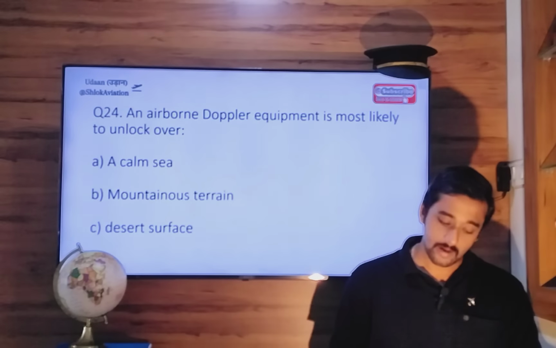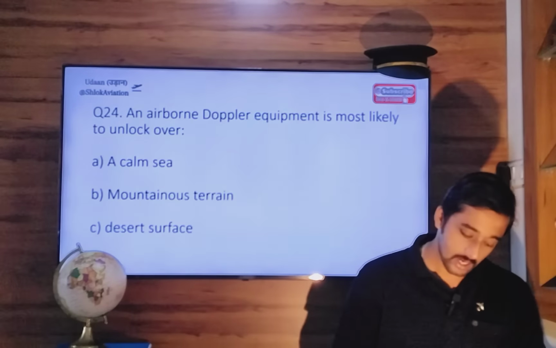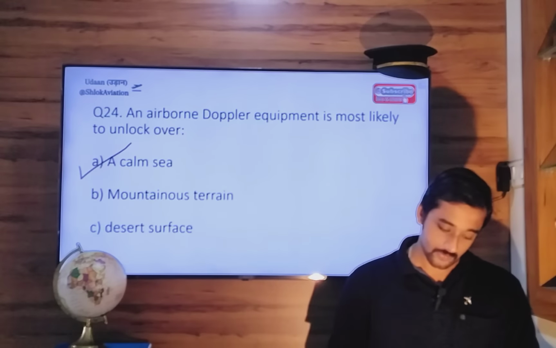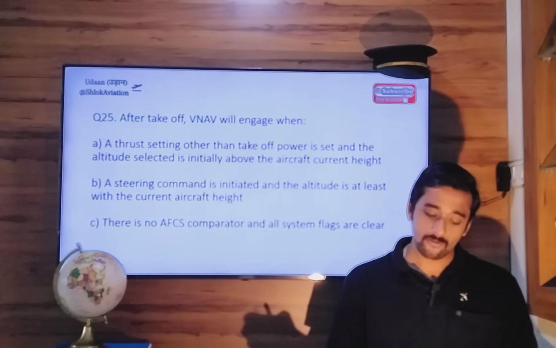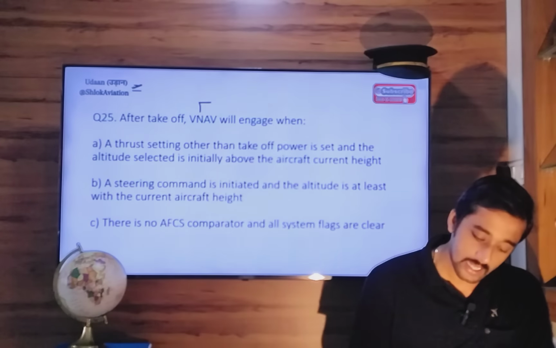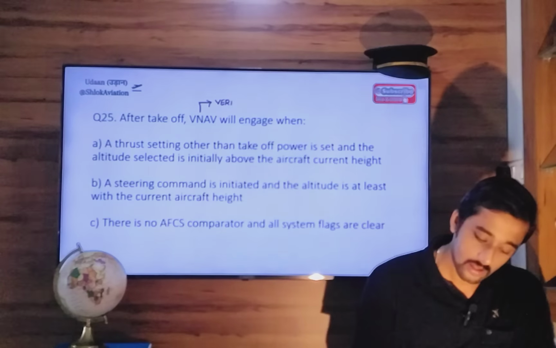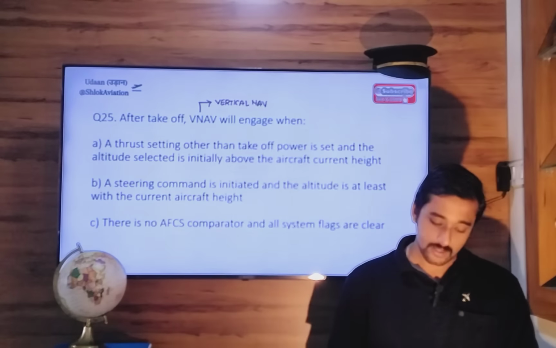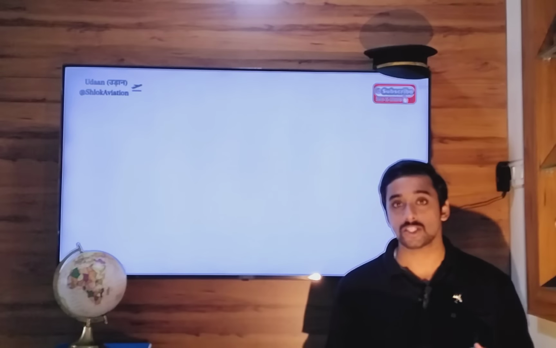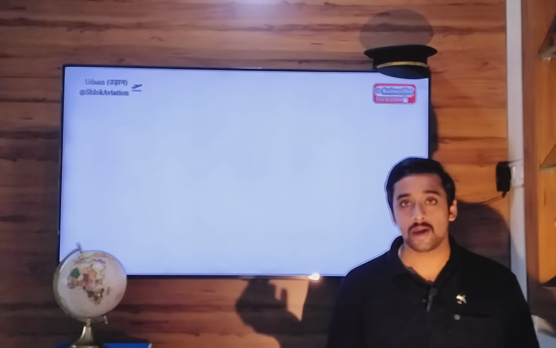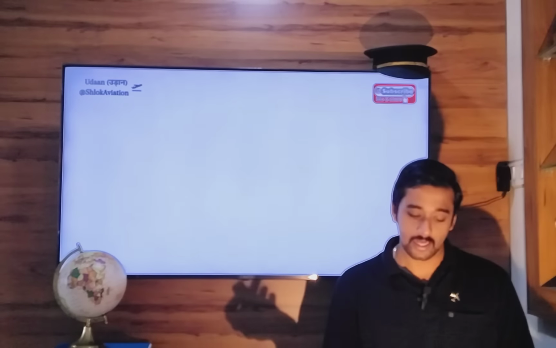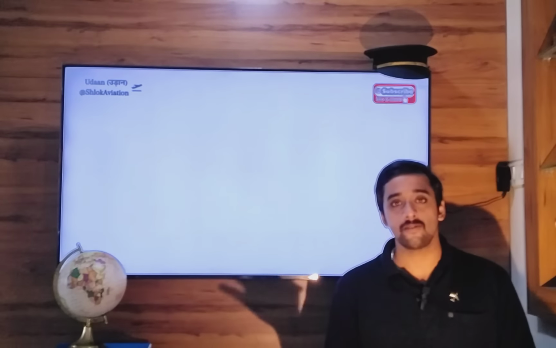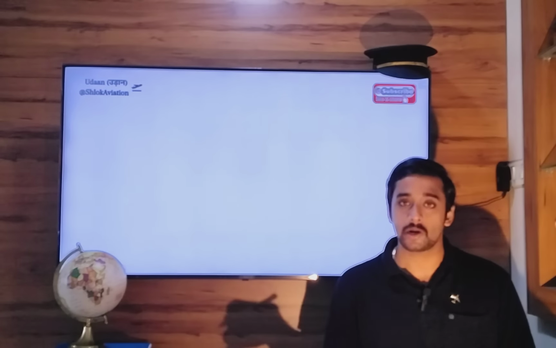Okay. Question number 24. Airborne Doppler equipment is most likely to unlock over a calm sea. Do read the Doppler radar chapter, very important. After takeoff, VNAV. VNAV is vertical navigation. This will be explored much more in detail when I start doing my type rating lectures. I will teach all that in those lectures very soon. And whenever you go for type rating, this will be very relevant to your syllabus, to your training.